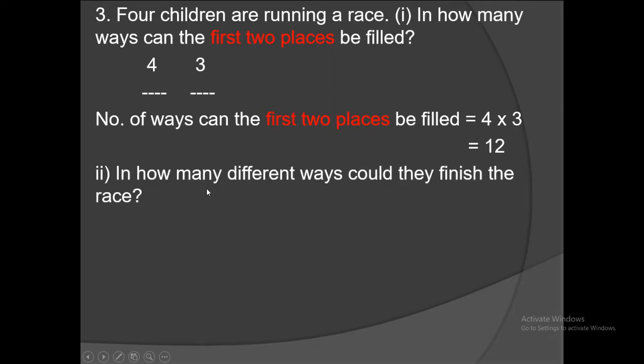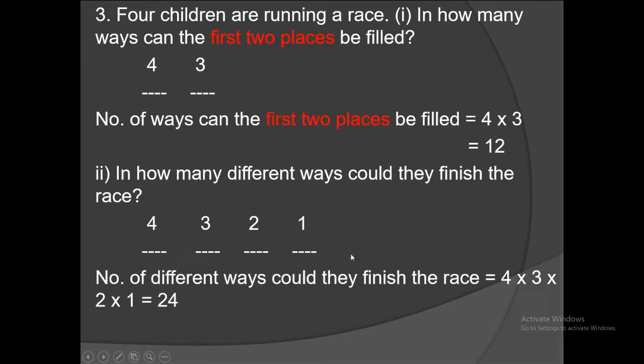Subdivision 2, in how many ways can they finish the race? How to finish the race? So first place, second place, third place and fourth place. So 4 different places. The first place is occupied by any one of the 4, then remaining 3, remaining 2, remaining 1. We need all the 4. 4 into 3 into 2 into 1. So that is 24.